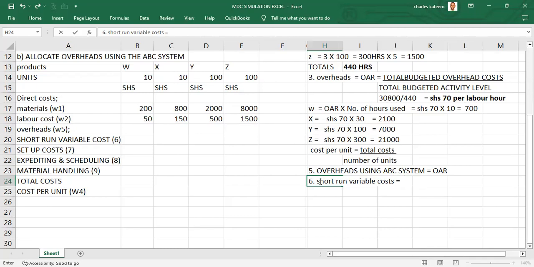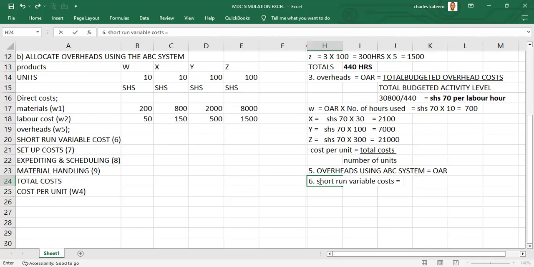When you check the question, we were given the number of production runs. We have material cost per unit. Those ones we call the direct costs. So the only cost driver they gave us was the number of production runs, and we had the number of units.